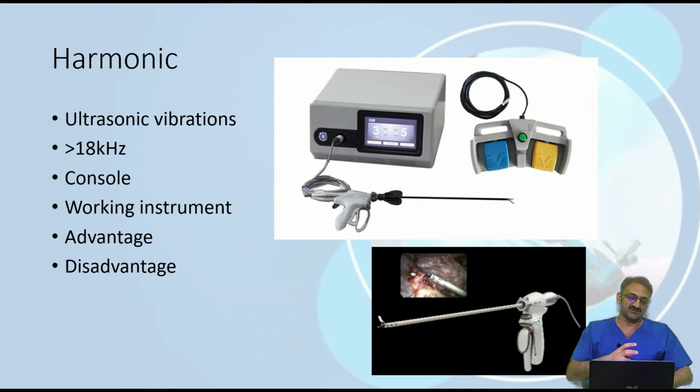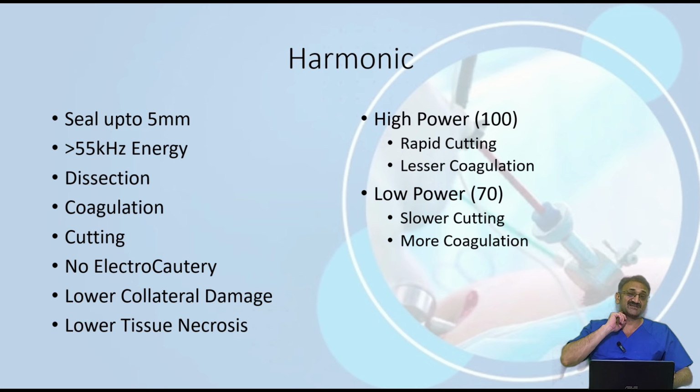So there is a console, there is a working hand instrument, and the advantages and disadvantages we are going to discuss now. It can seal up to 5 millimeter of tissue and vessels, and nowadays the vibration which is used is more than 55,000 hertz, sorry. So there are different shapes of the jaws of the harmonic. You can dissect with it, you can coagulate, you can cut with it.